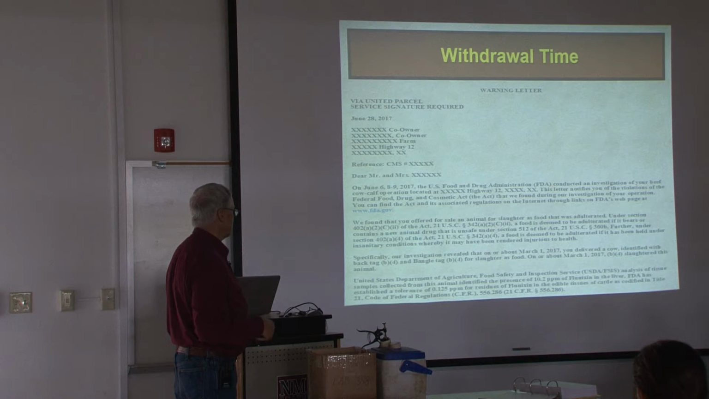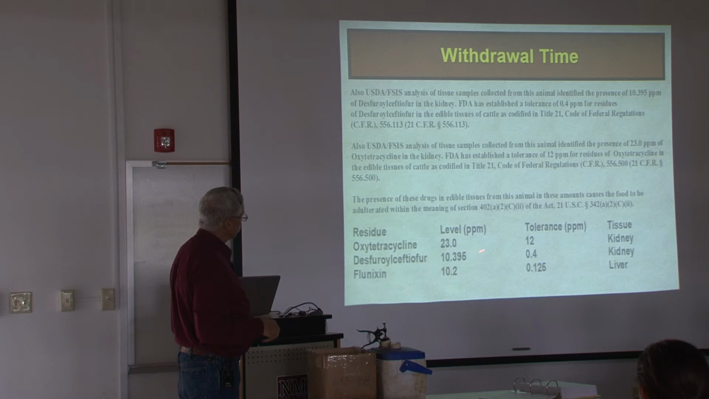Analysis of tissue samples collected from this animal identified the presence of 10.2 parts per million of flunixin. Flunixin is Banamine. So they found Banamine in the liver. FDA has established a tolerance of 0.125 parts per million. What did we have? 10, right? 100 times the legal limit, right? 100 times what's tolerable.